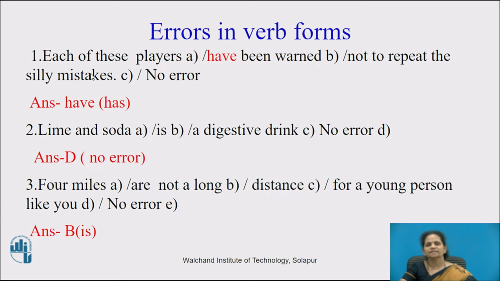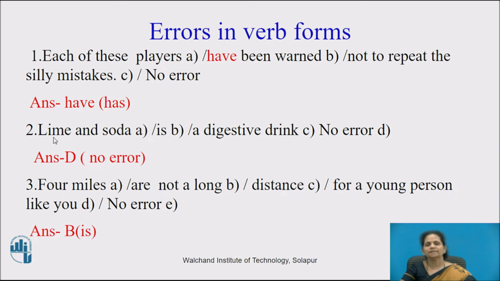See the examples. Each of these players have been warned not to repeat the silly mistakes. So here the sentence is preceded by each, that's why it indicates a singular subject. So definitely the singular verb also should be there, and that's why the correction is in the B part.